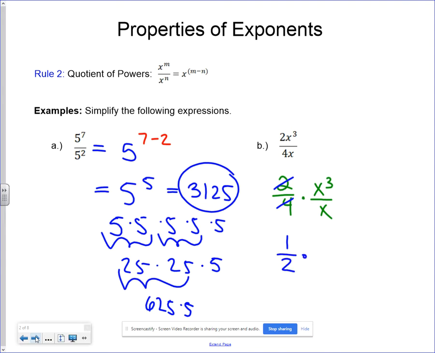And now we can simplify this part, dividing two powers that have the same base. What's the exponent of the bottom x? You don't see one, so the exponent is a 1. So this is going to be x to the 3 minus 1 power, which is x squared. So this is 1/2 x squared, or if you want, you can write it as x squared over 2.